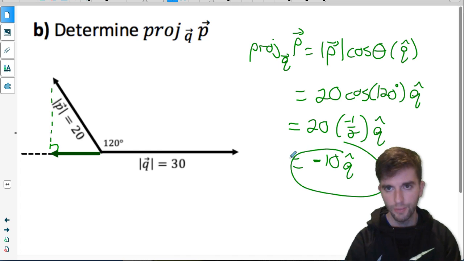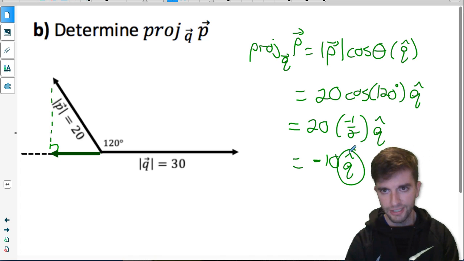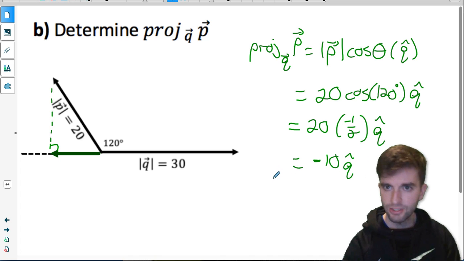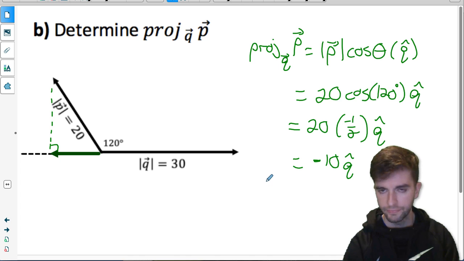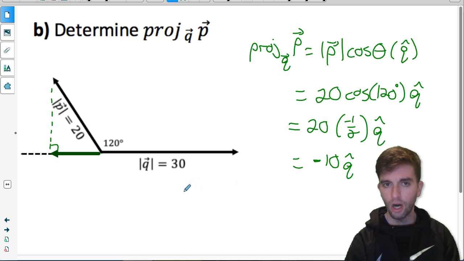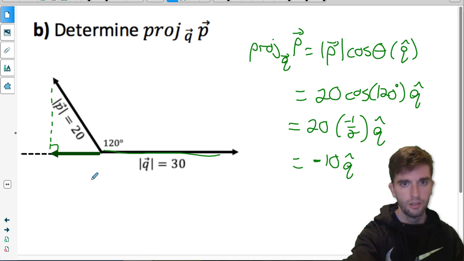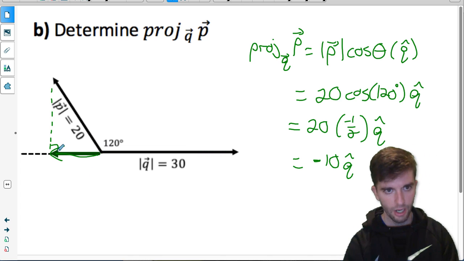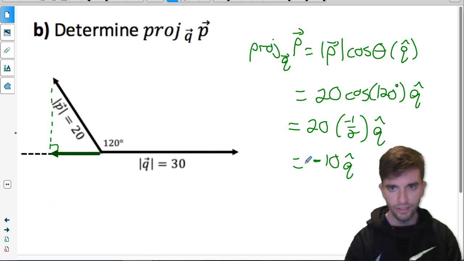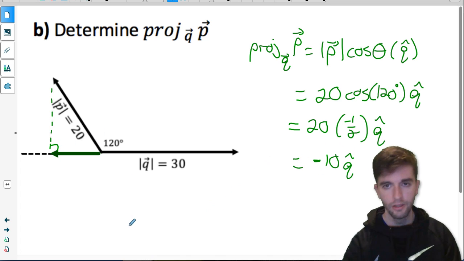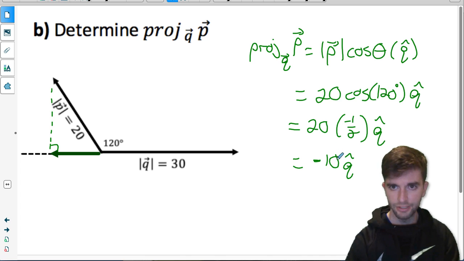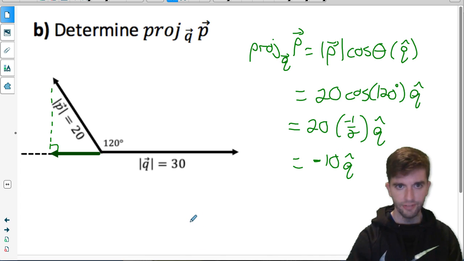So let me make sure you can interpret this answer properly. Remember, unit vector Q means exact same direction as Q, but with a magnitude of 1. When I multiply that unit vector Q by a negative, it then sends it in the opposite direction. So I'm now going in the opposite direction of vector Q. Vector Q is going this way, and my projection vector is going the opposite direction, that way. And that's indicated by this negative right here. And what's the magnitude of that vector? It's 10. So to sum it up, my projection vector has a magnitude of 10, and it's going in the opposite direction of vector Q.